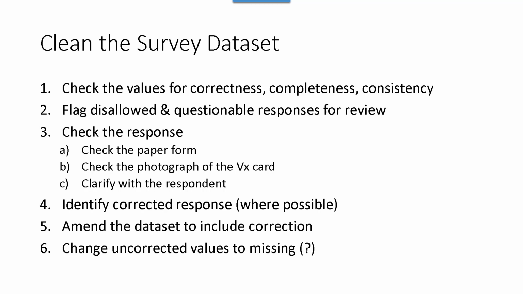Here's an overview of the workflow. We'll have more specific slides about each of these steps later, but briefly, we're going to check the values for correctness and completeness. We're going to write down our expectations about the variables, and then we're going to check our expectations. We're going to list responses that seem to have questionable values or disallowed values. When possible, we're going to go back and check the paper form or a photograph of the vaccination card to try to find what the corrected value should be. And then we'll amend the data set to include the correction when possible.